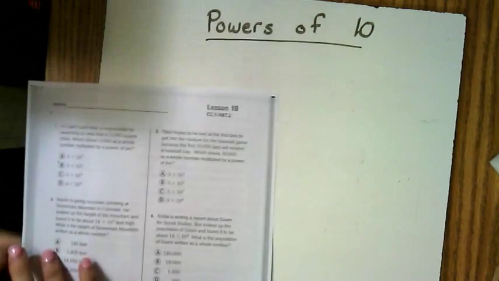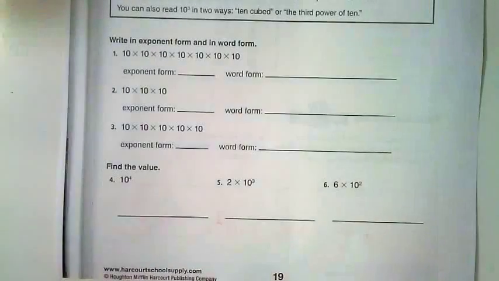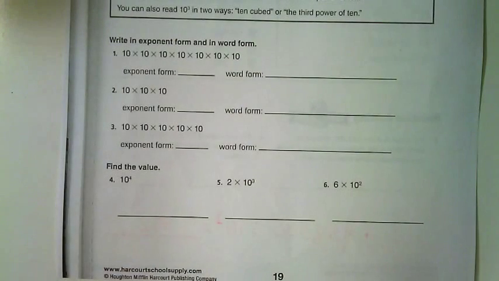Speaking of homework, let's go over it. So, at this point, you should have already completed your homework. And now all you're doing is checking it with me. All right, number 1, write in exponent form and in word form.